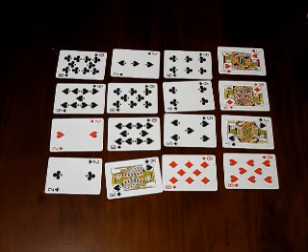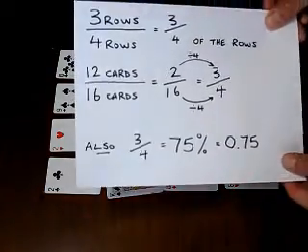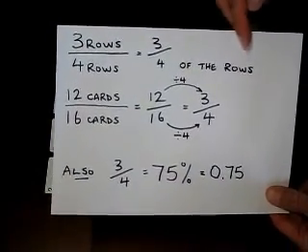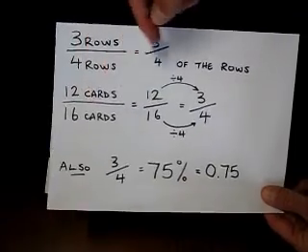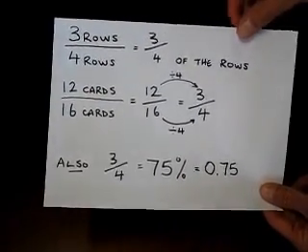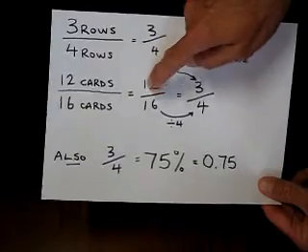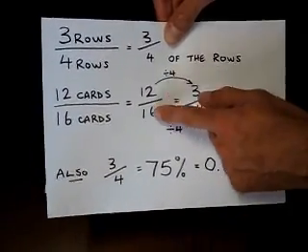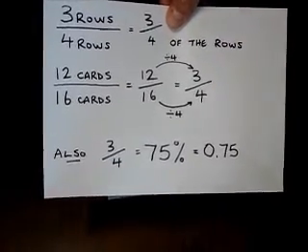So how many rows do not contain your card? 3. So 3 out of the 4 rows do not contain your card, and 12 out of the 16 cards are not in your card's row. Again, we can show this by 3 rows out of the 4 do not contain your card, and 12 out of the 16 cards are not in those rows. And again, dividing numerator and denominator by 4, we can show equivalent fractions going from 12/16 to 3/4.